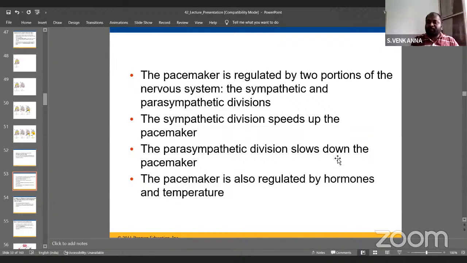The sympathetic division speeds up the pacemaker. The parasympathetic division slows down the pacemaker. The pacemaker is also regulated by hormones and temperature. Very important point: the pacemaker is also regulated by hormones and temperature.